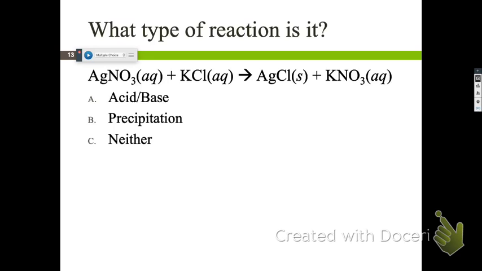All right, let's talk about what type of reactions these three are. So we're going to start talking about acid-base reactions. I want you to decide if this is an acid-base, a precipitation, or neither of those two reactions.